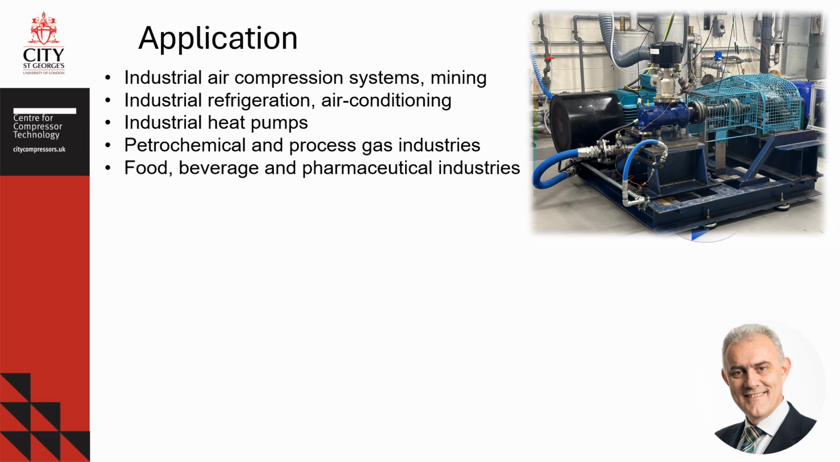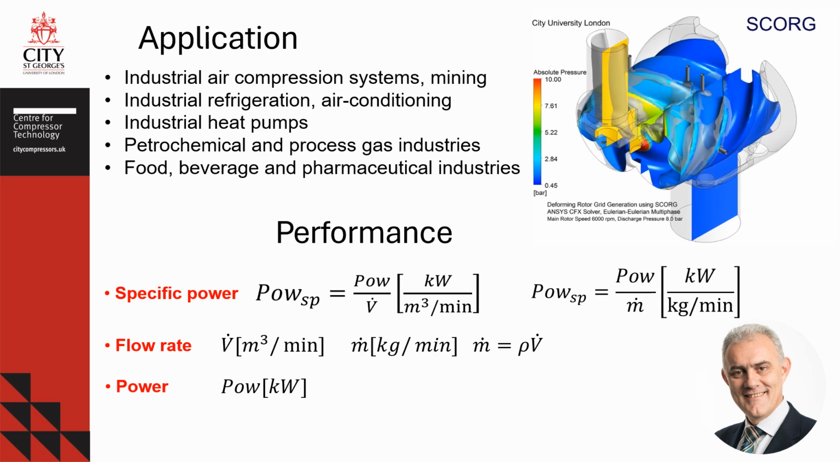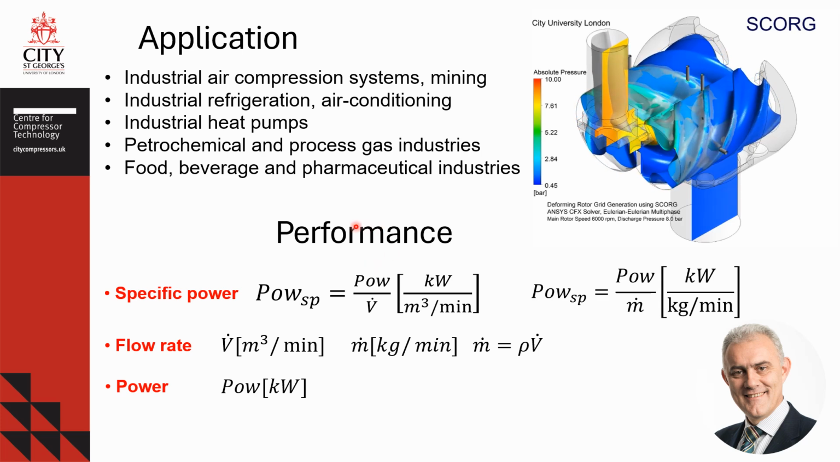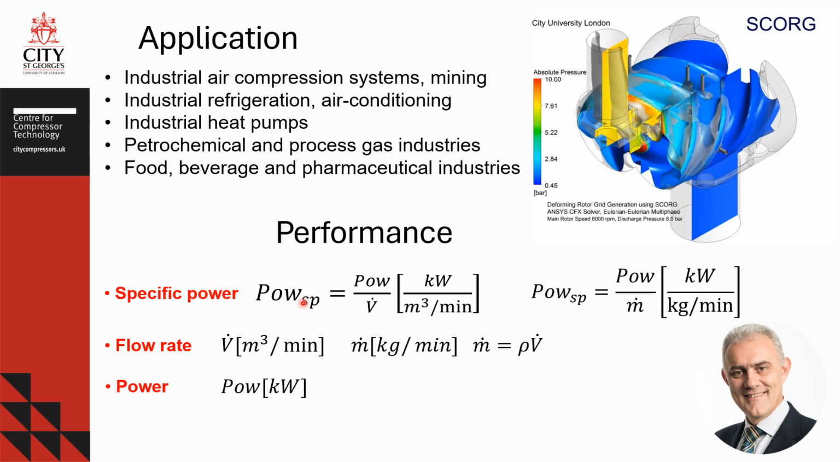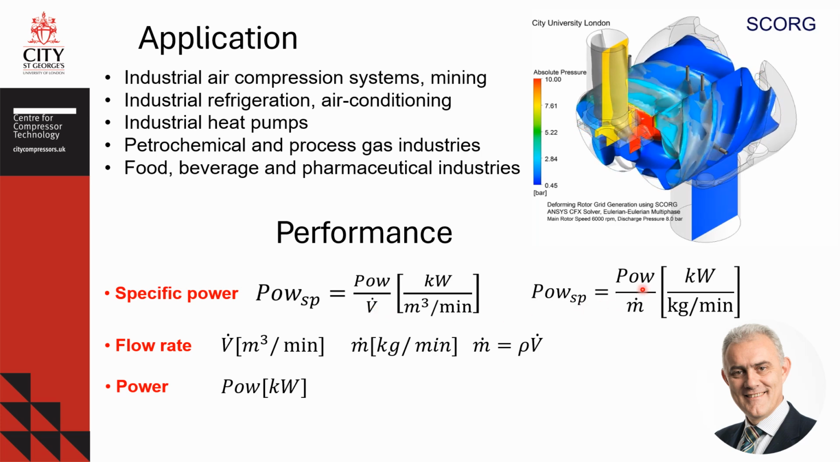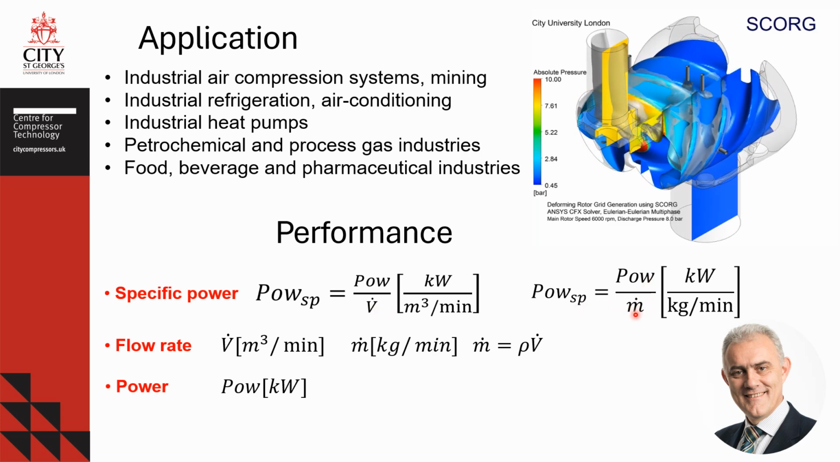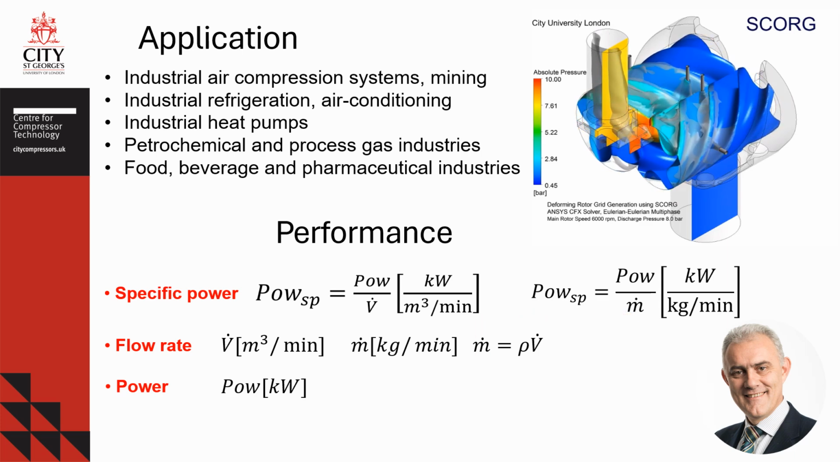In this short lecture, I will talk about efficiency of the three most used capacity control methods of rotary positive displacement compressors, including screw compressors, and how capacity control methods influence their performance. Performance of a compressor can be conveniently defined through a specific power, which can be expressed as power over the unit of volume flow or power over the unit of mass flow. The latter one will be used in this lecture.